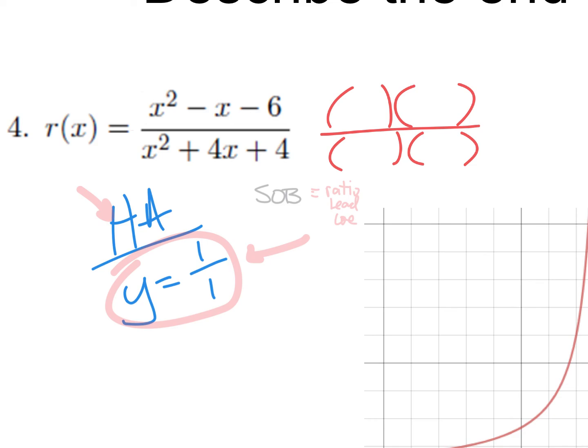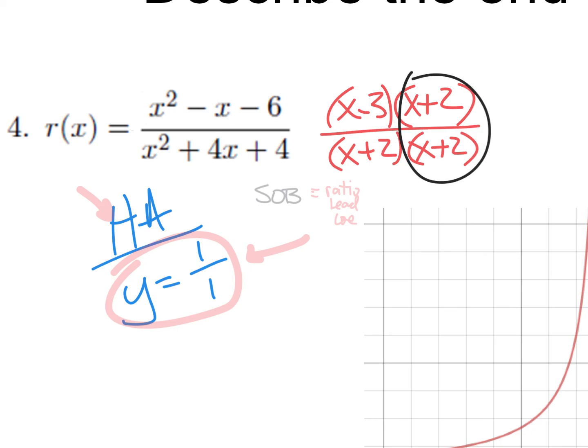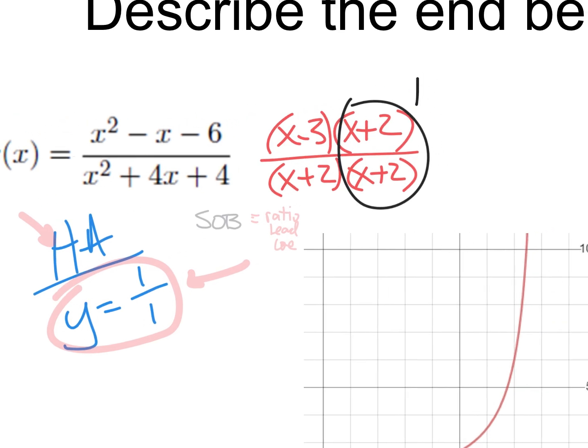Adam, did you get factored already? Yeah. What'd you get? I had, on the top, x minus 3 times x plus 2. I can verify you're right. And then on the bottom? X plus 2 squared. Ooh, fancy pants. You are correct. And that makes something special. There's a what at what? Hole at -2. Okay.